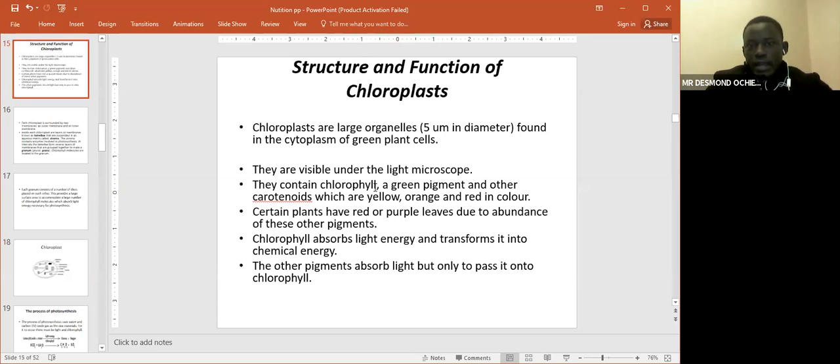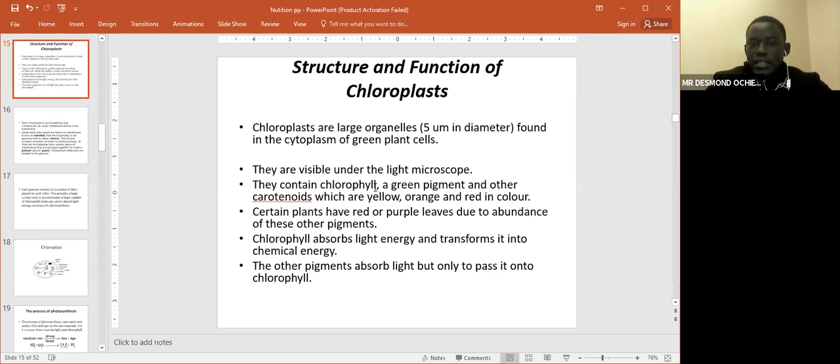Now, chloroplasts are large organelles. They're usually 5 micrometers in diameter, and they're found in the cytoplasm of green plant cells. They are visible under the microscope. They contain chlorophyll, which is a green pigment, and other carotenoids, which are yellow, orange, and red in color.